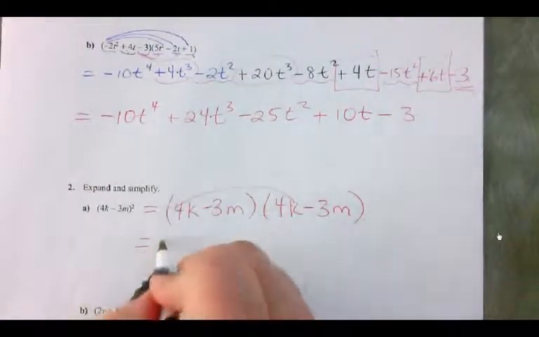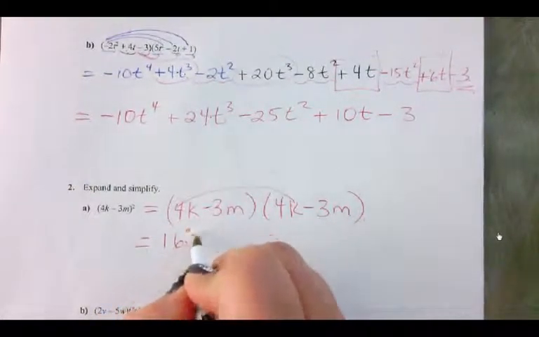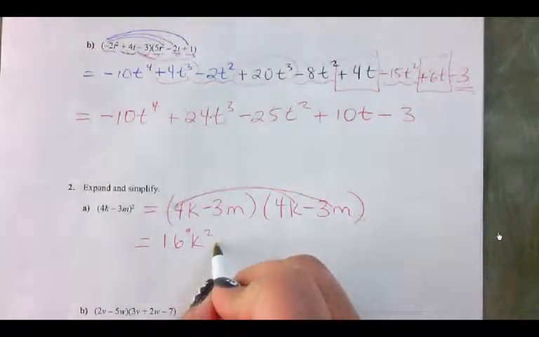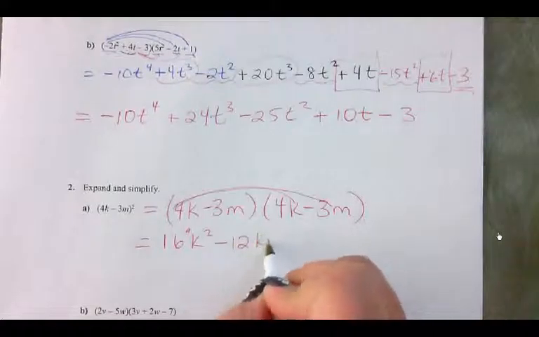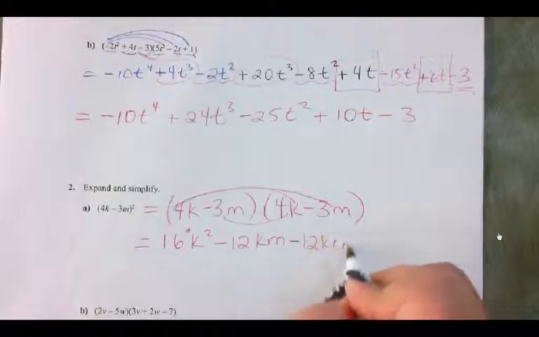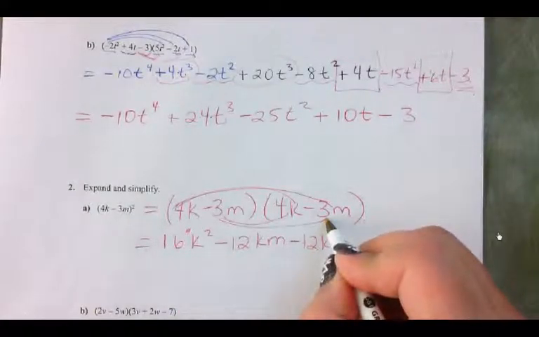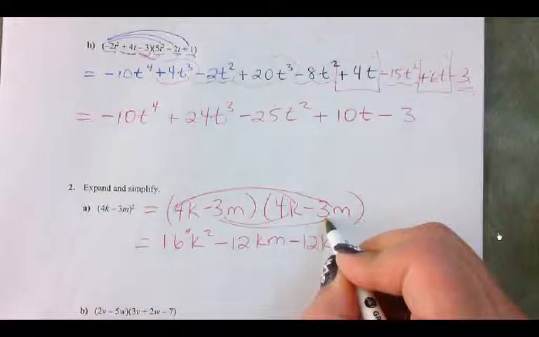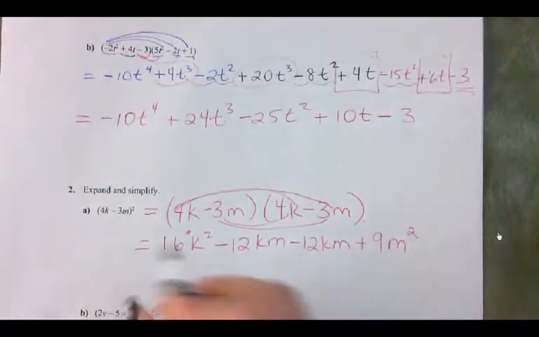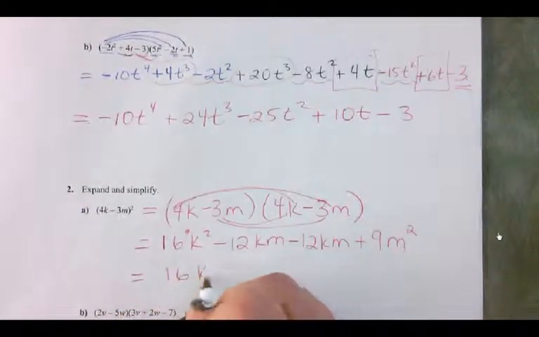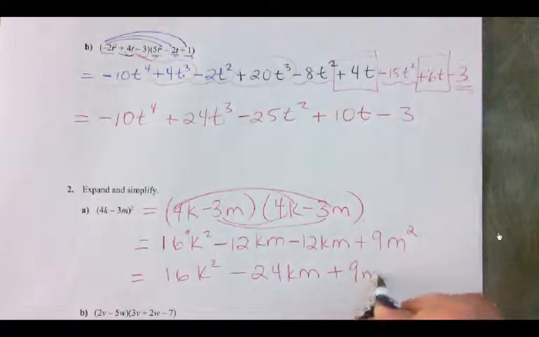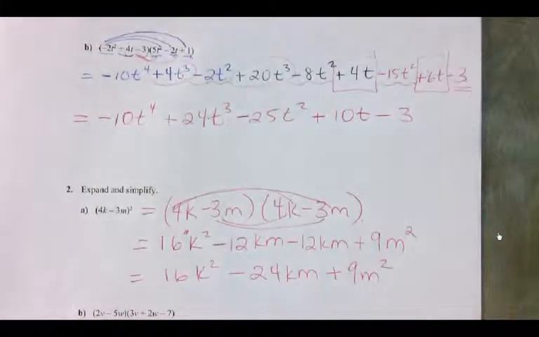Okay, so this is going to be 16k squared, and then this times this is minus 12km, and then this times this is minus 12km again, and then your last guy is plus 9m squared. Combine your like terms. Okay, and then that's your final answer there.